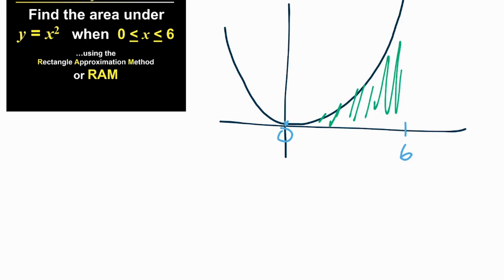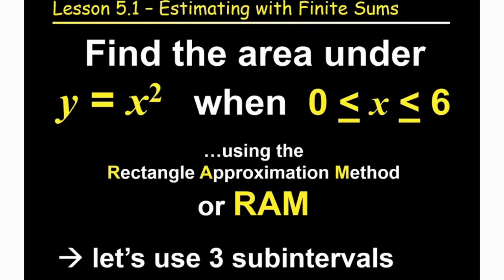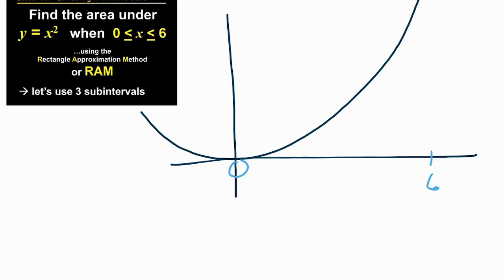So what I need is to be told how many rectangles. And that'll be described to you in this manner. Let's use 3, often called subintervals, but what that's really referring to would be the 3 rectangles. So, yeah, we're just going to try to draw 3 rectangles underneath this space.